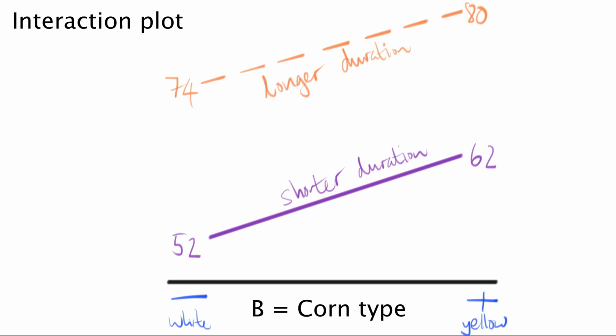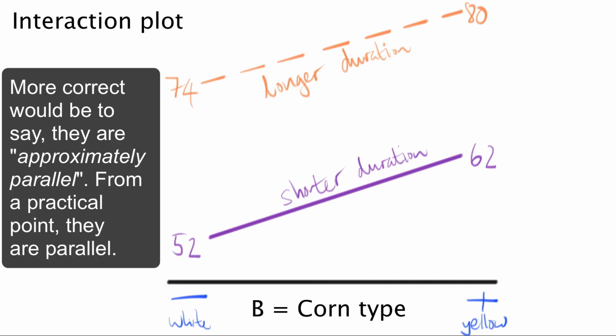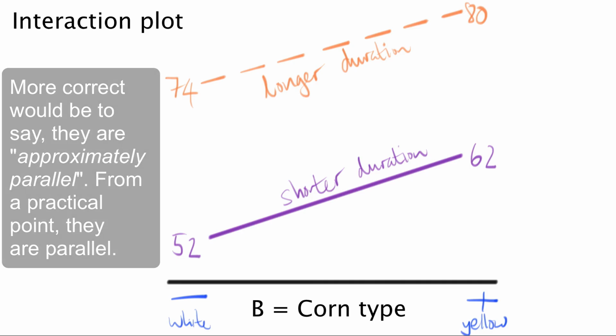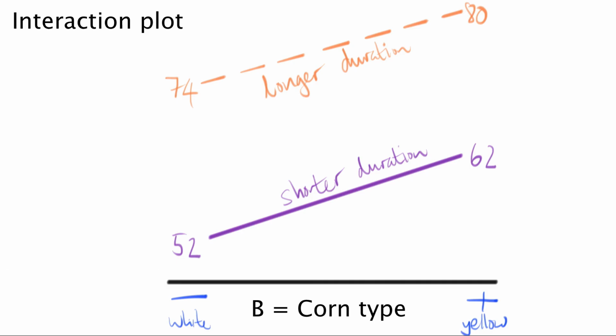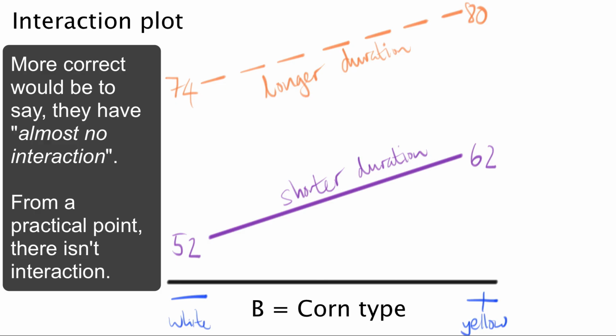I've used a solid line for short cooking durations, where the outcomes were 52 and 62, and I've used a dashed line for the longer duration experiments, where the outcome values were 74 and 80. Note that the lines are parallel again. I'm pointing out the parallel lines to you because the fact that these lines are parallel means that the system has no interaction. And that's a term you're going to hear about in the next few videos.